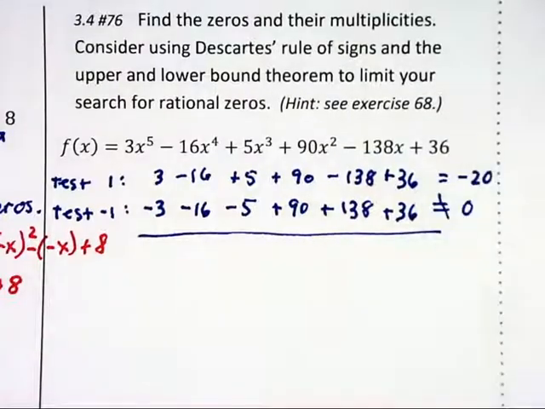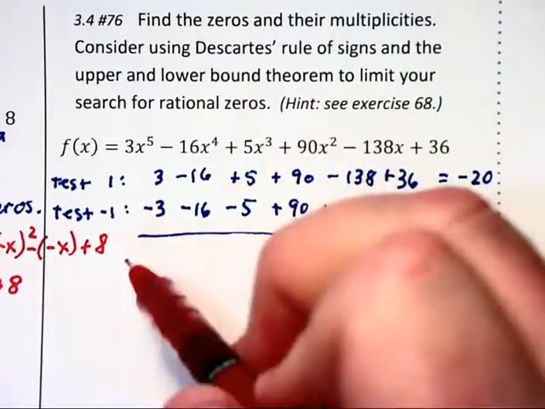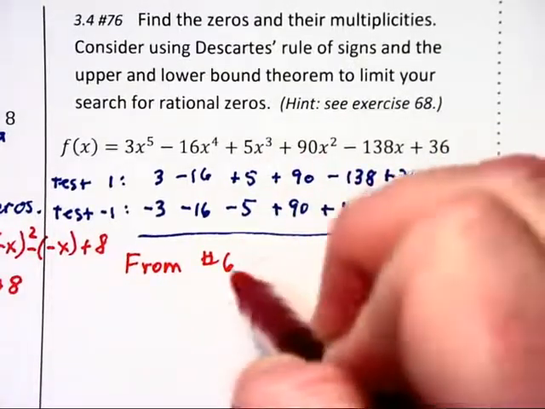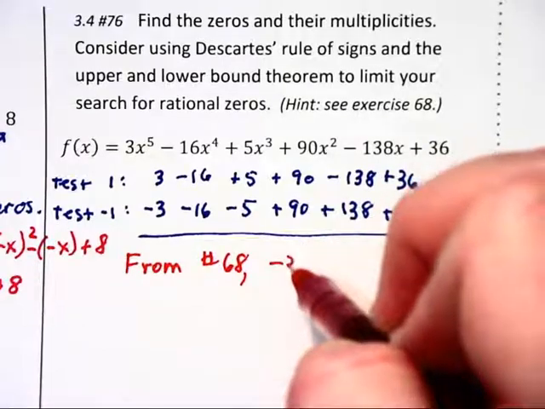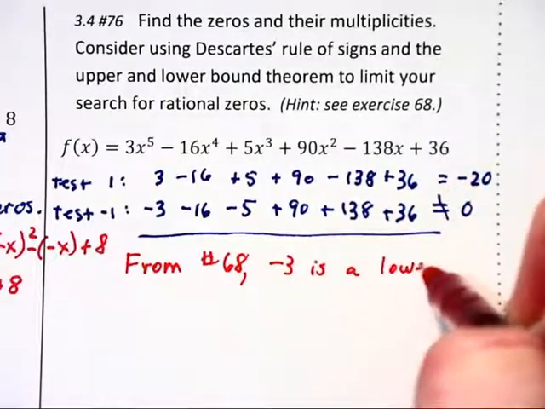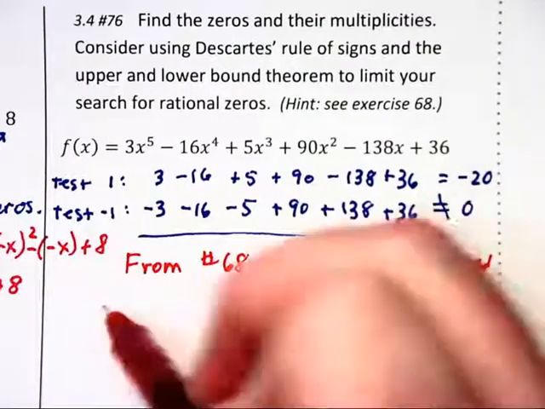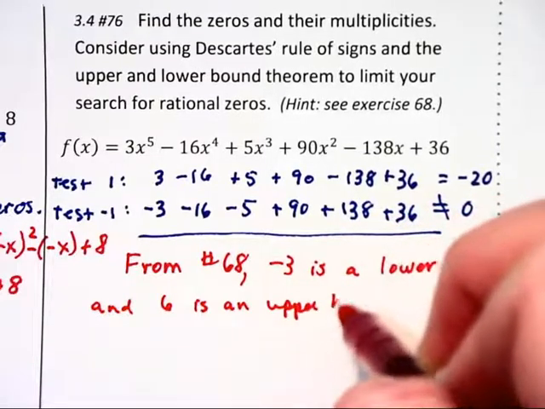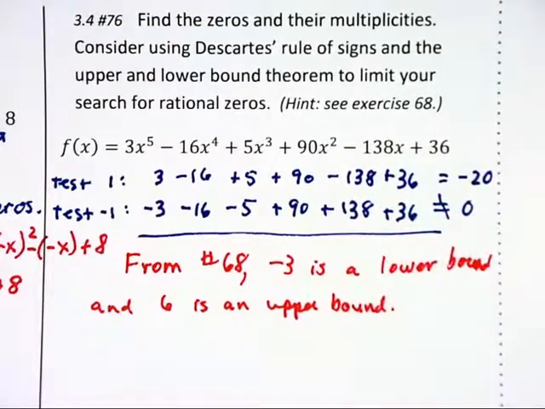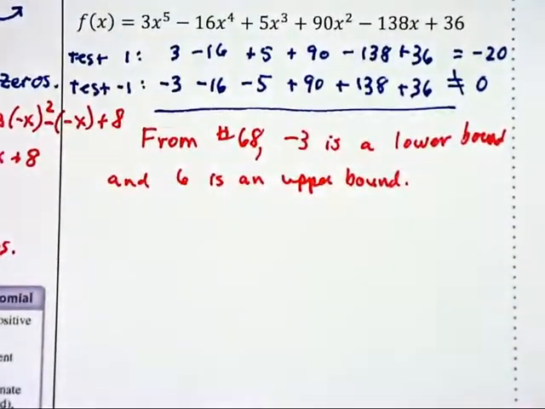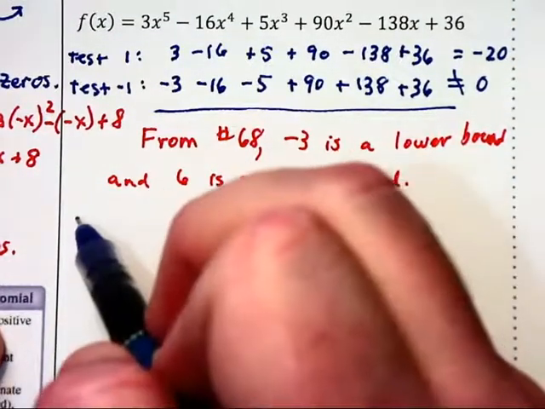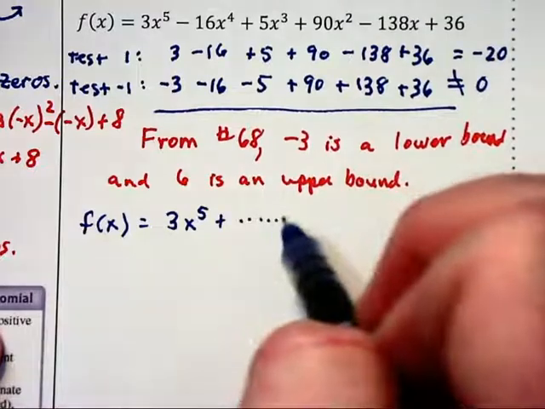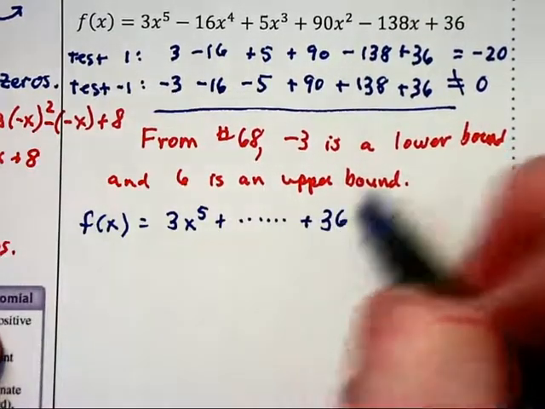And now if we change gears and look at the problem before, from number 68, we know that -3 is a lower bound and 6 is an upper bound to the potential zeros that this function can have. So I'm going to go back and rewrite my function here. F of x is equal to 3x to the 5th plus la-di-da-di-da in the center plus 36 at the end.